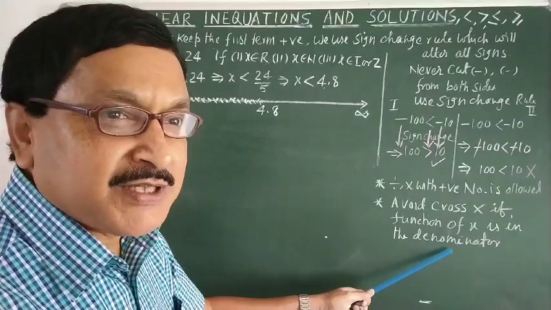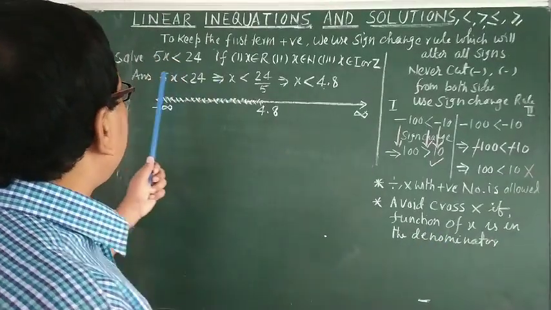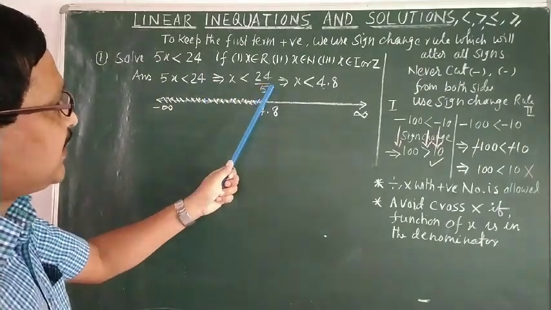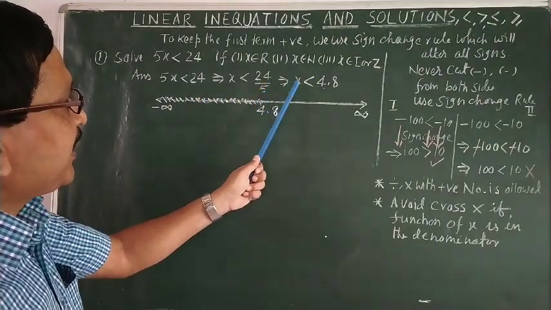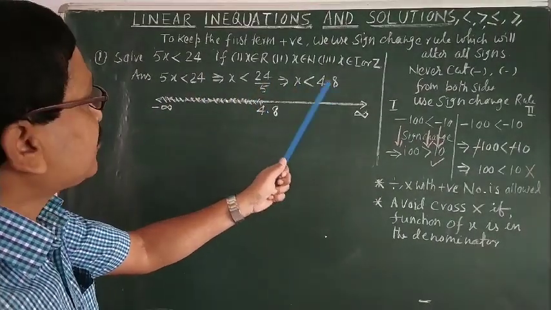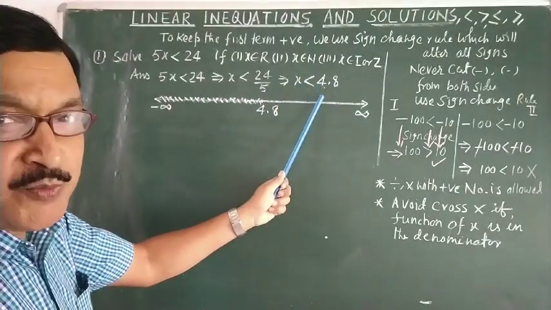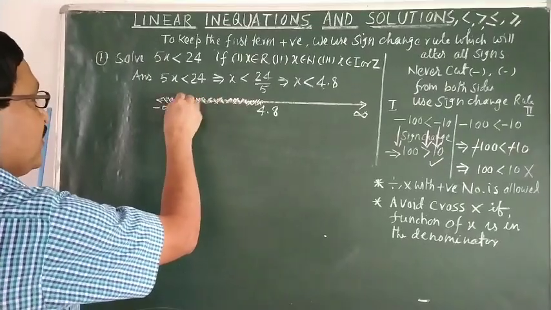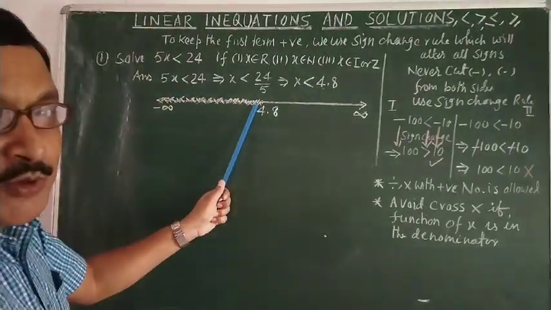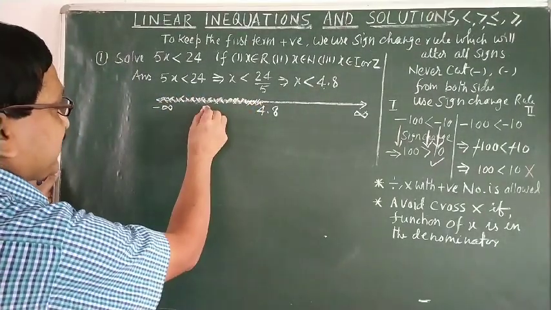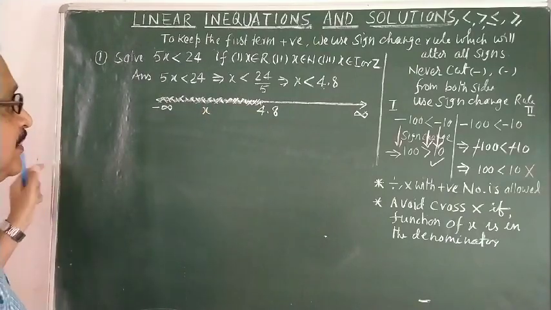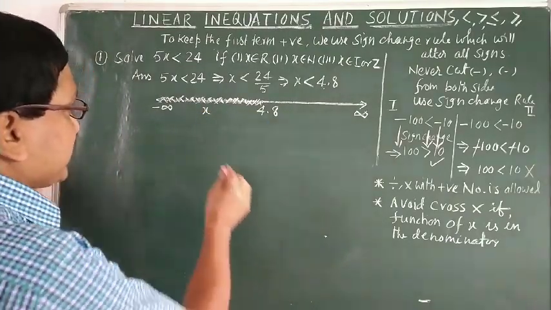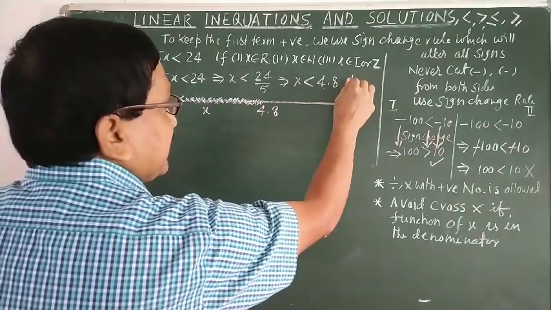I will be discussing one by one. So this is the first problem. 5x less than 24, so x less than 24 by 5, x less than 4.8. So less than 4.8 means 4.8 and left. You have to keep yourself in the left. So this is your x. So you can write x is smaller than 4.8. So your answer is this.